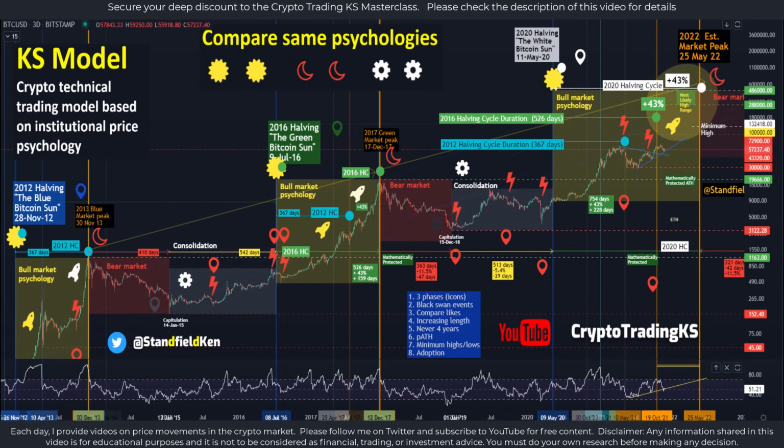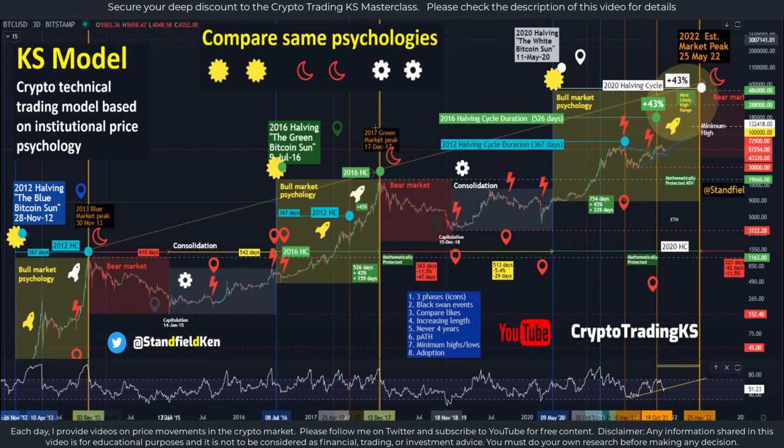It is mathematically undeniable that the cycles are getting longer. Now, how can I say that? We simply measure from the bull market psychology. Having a look at 2012's halving cycle, the bull market psychology segment lasted 367 days. If the cycle length was not increasing, the 2016 bull market psychology segment, or the 2016 bull market, of course, would last 367 days up to this blue dot. That's why I call it the blue Bitcoin sun, and the 2016 halving cycle, the green Bitcoin sun.